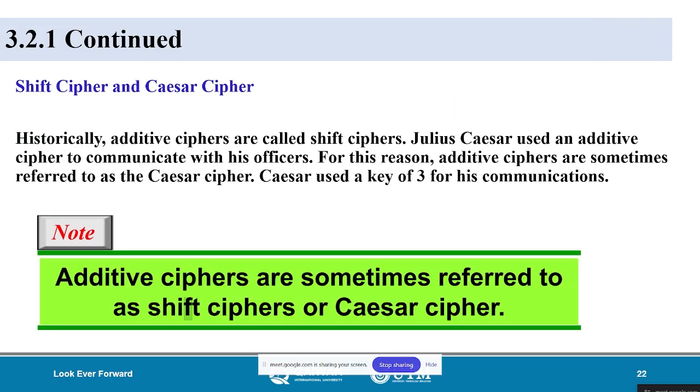Now, shift cipher and Caesar cipher. Historically, additive ciphers are called shift ciphers. Julius Caesar used an additive cipher to communicate with his officers. For that reason, additive ciphers are sometimes referred to as Caesar ciphers. Caesar used the key of 3 for his communication. So this is just the historical part of it. Okay. Now, additive ciphers are sometimes referred to as shift cipher or Caesar cipher.